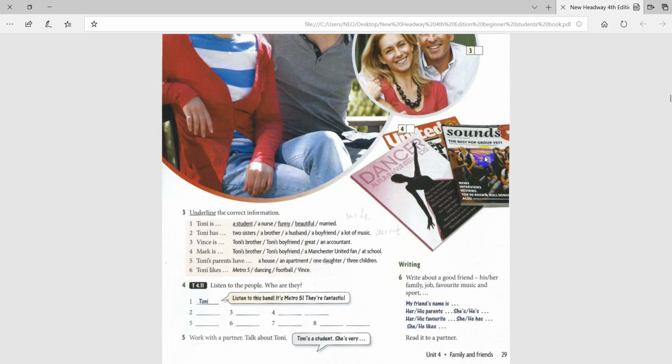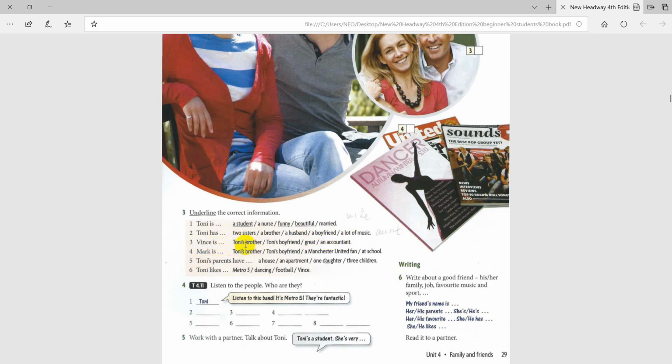Underline the correct information. Tony is a student, nurse, funny, beautiful, married. Student, funny, beautiful. Tony has two sisters, a brother, a husband, a boyfriend, a lot of music. So we can choose a brother, a boyfriend, a lot of music.